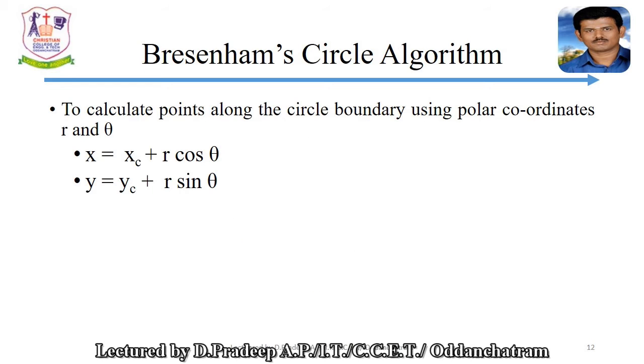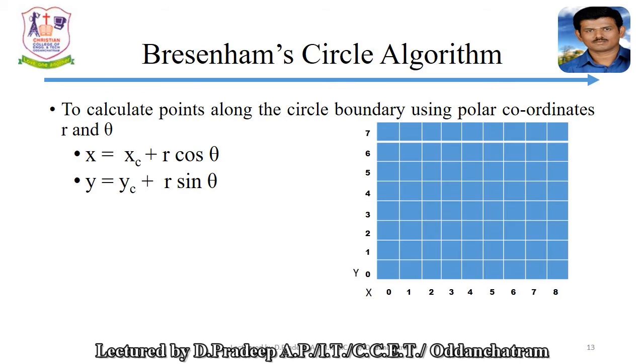Next, based on the polar coordinates, we can find the circle boundary point. The polar coordinates are r and theta. R is the radius and theta is the angle from the center point. So x equal to xc plus r cos theta and y equal to yc plus r sin theta.